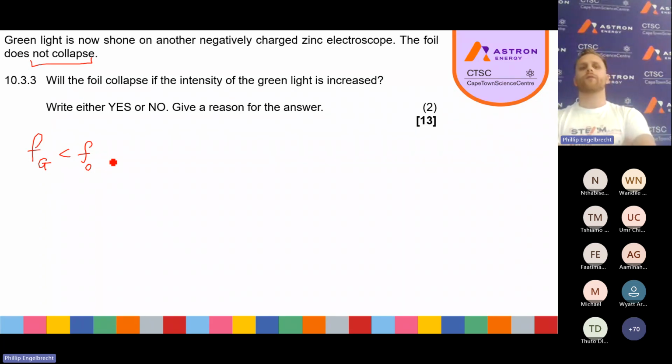10.3.3 asks, will the foil collapse if the intensity of green light is increased? Yes or no, and give a reason for your answer. So guys, try and answer that question for me again. What is going to happen if you increase the intensity? You guys can quickly state it. You can just say yes or no. Okay. I see an answer for yes. Interesting. Okay. We'll see if it's correct.